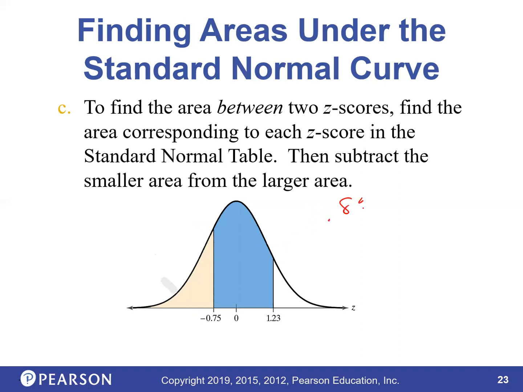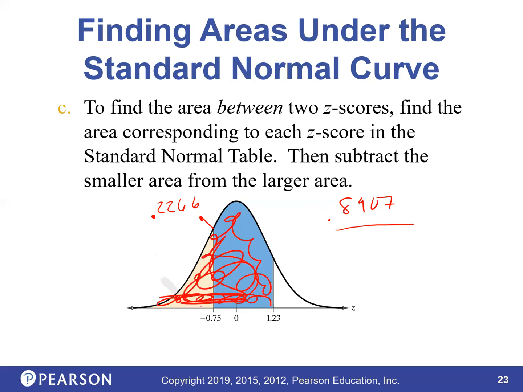So 0.8907. Can you guys give me the area that corresponds to a z-score of negative 0.75? 0.2266. Are we good? Okay, so this 0.8907 gave us the area from here all the way down, right? We don't want that tan space there. We just found from negative 0.75 that the area here is 0.2266. So let's subtract those two. We're subtracting those two because we're taking off the extra area to the left of negative 0.75.